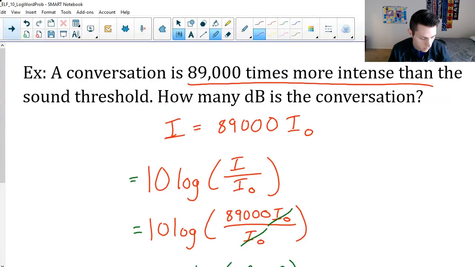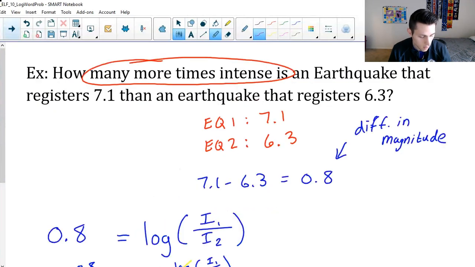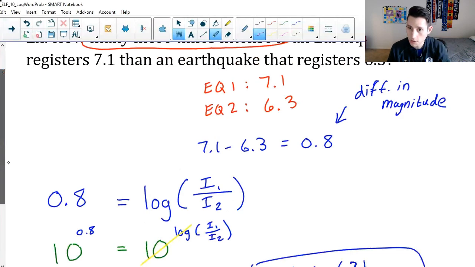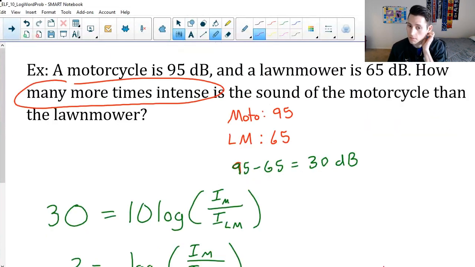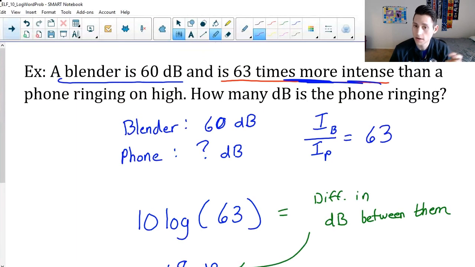But from there, we have now problems that are, we know something is this many times more intense. So, or sorry, we know the two earthquakes' magnitudes, and we want to find out how much more intense. So that was what these next two problems were. Right, find more intense, find more intense. And then our last two problems were, if we know the comparison of the intensity, and I know one of the decibels, or one of the magnitudes, can I then find the other?